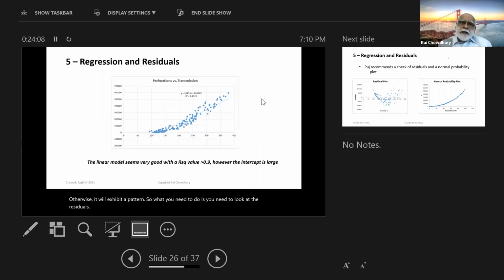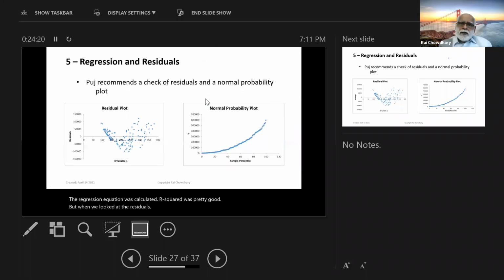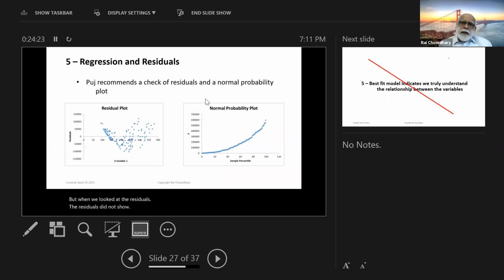In this particular case, the regression equation was calculated, R squared was pretty good. But when we looked at the residuals, they did not show what a normal distribution residual data set would show. This is what the normal distribution data set would show in terms of residuals. Whereas here we had a pattern. Now, how to decipher this pattern is a different matter.